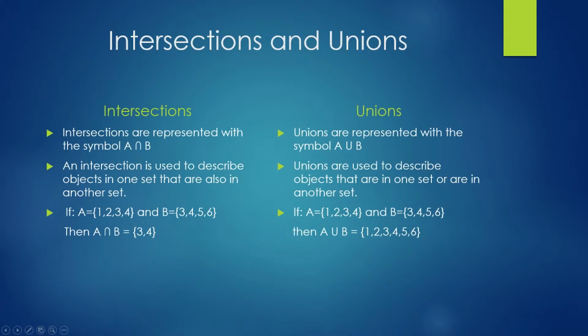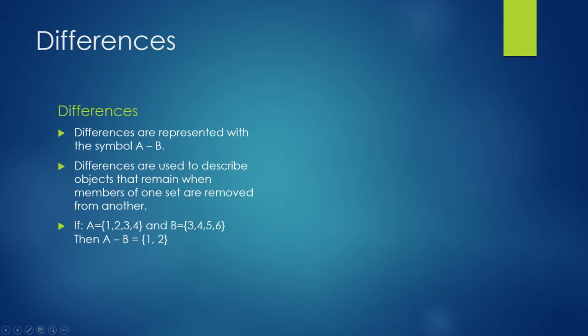And the last operation, difference, is denoted by a subtraction sign. Differences are used to describe objects that remain when members of one set are removed from another. For example, A difference B yields 1 and 2 since they are the only members in A that were not present in B.